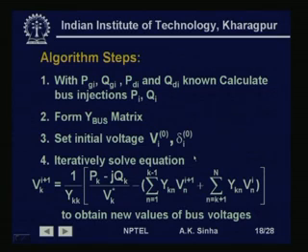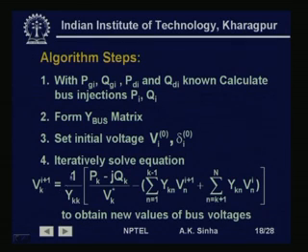So, we can see the algorithm steps as: with PGi, QGi, PDi and QDi known, calculate bus injections Pi and Qi. Form the Y bus matrix. Next, set the initial voltage Vi0 and delta i0. You can use a flat voltage start, that is Vi0 equal to 1.0 per unit and delta i0 equal to 0 degrees. Now, iteratively solve the equation as shown earlier.